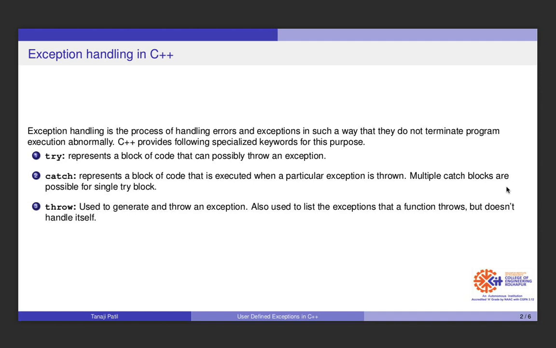Three keywords are used. Try, used to represent the block of code that can possibly throw an exception. Catch represents a block of code that is executed when a particular exception is thrown. Note that multiple catch blocks are possible for a single try block, and depending upon the data type of the thrown argument, the matching catch block will be executed. The keyword throw is used to generate and throw an exception. Even that is also used in the declaration of a function to specify the list of exceptions thrown by that function.